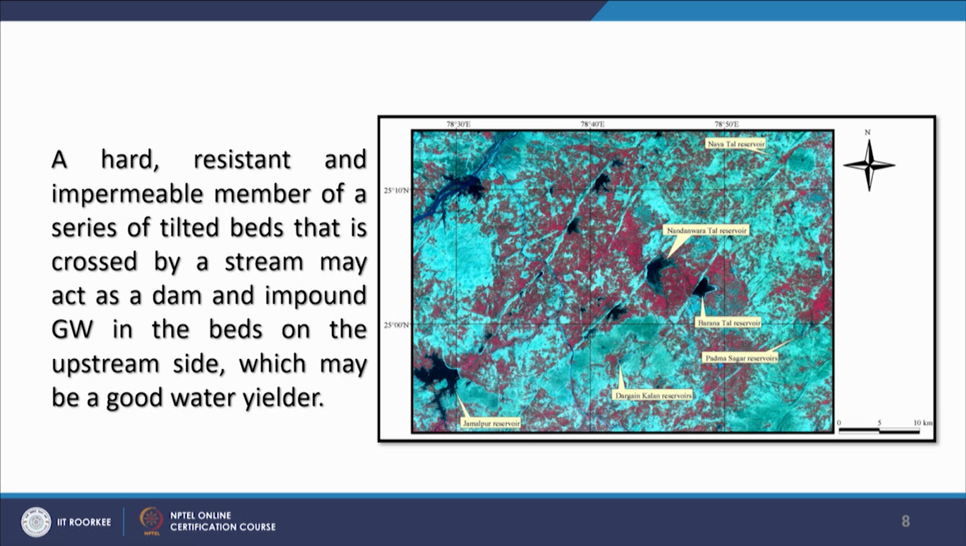Again, in hard, resistant, impermeable members of a series of tilted beds that is crossed by a stream, here the not really rocks, but quartz reefs are there which are almost vertical. Even if they are tilted, they can be used for impoundment of water and can be used as a dam axis. Then you can see on the upstream side that the area will get inundated, and on the downstream side you can see better groundwater conditions because of groundwater recharge.